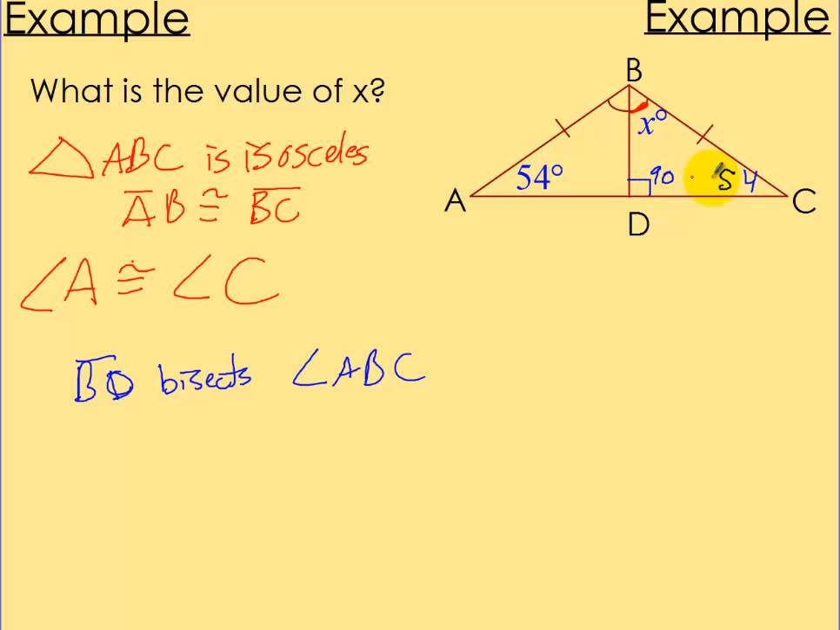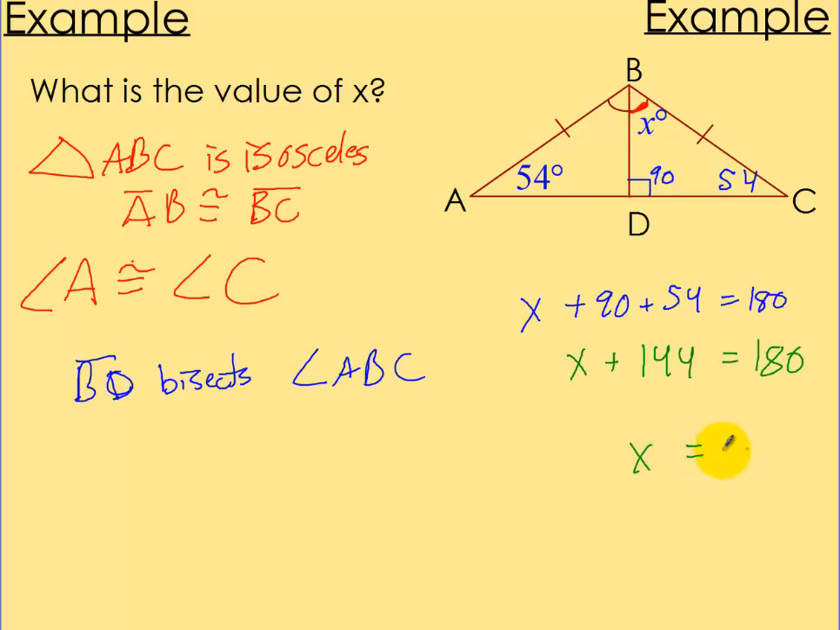So I know that's 90, and this is 54. I can create an equation: x plus 90 plus 54 has to add up to 180. Doing the math there, I get x plus 144 equals 180. So x has to equal 36. That's it.